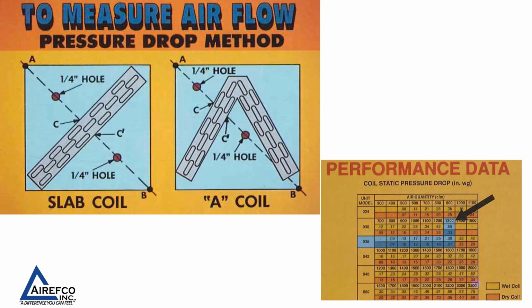Another quick method is to use the pressure drop method, where you take a reading across a coil with your pitot tube and manometer, and then you go to the manufacturer's performance data table and find your pressure drop on that table, which will read out your approximate CFM for that unit.